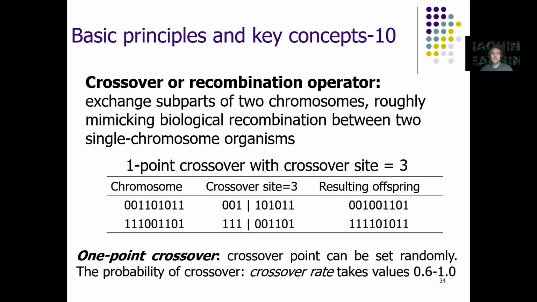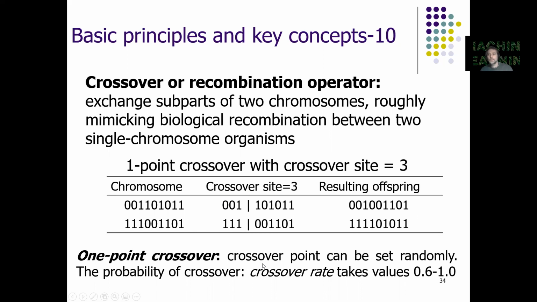Some more examples here. I have two parents, which you can see in the first column, and I apply 1-point crossover with crossover site 3. So after the third bit, we apply crossover, and you can see the offspring that are produced. Basically, the first 3 bits come from the first parent for the first offspring, and the rest of the bits come from the second parent. Okay. So that's the general idea. This is called 1-point crossover.